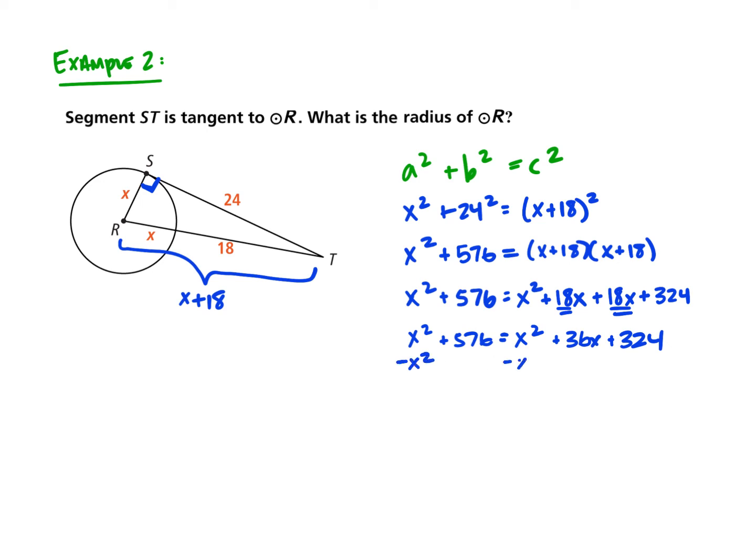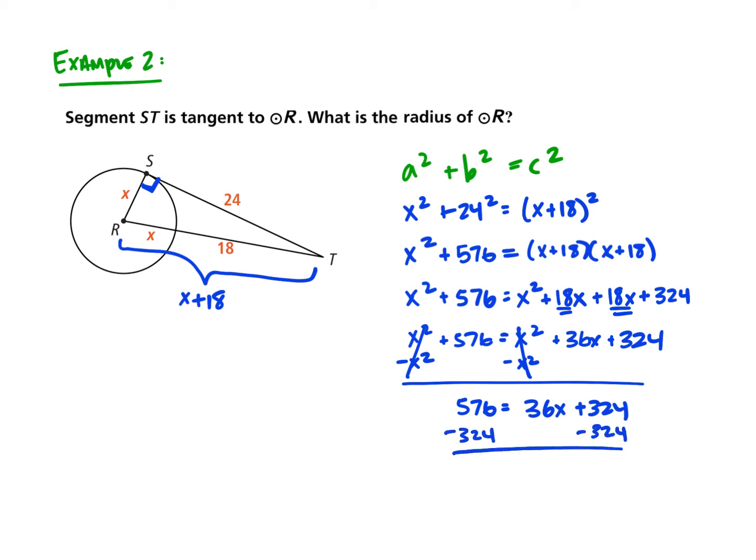If I subtract x squared on both sides, then what will happen is I'll have 576 equals 36x plus 324. And so you see now I no longer have an x squared term, so I can solve this in what I would say is the easy way, where I'm just going to try and isolate that x, get it all by itself, by first subtracting 324 from both sides. So I'll do minus 324 on both sides. That's going to give me 252 equals 36x. And then I'm going to divide both sides by 36, and I'll get x equal to 7.